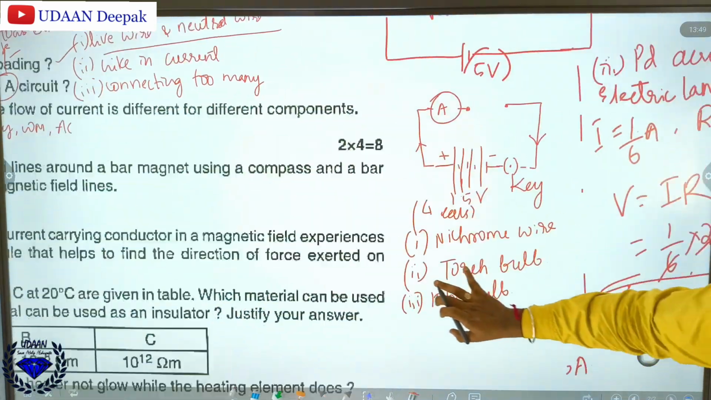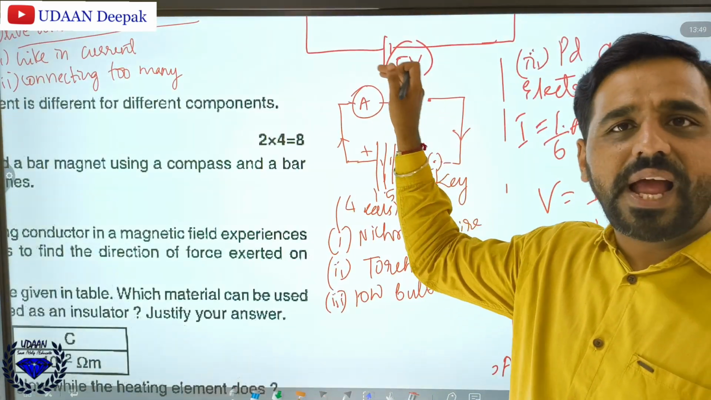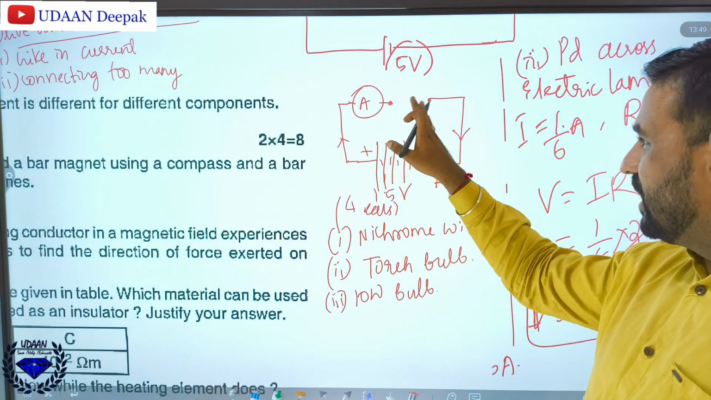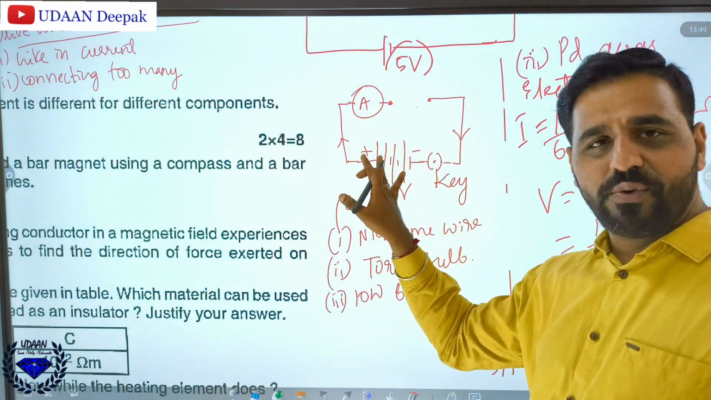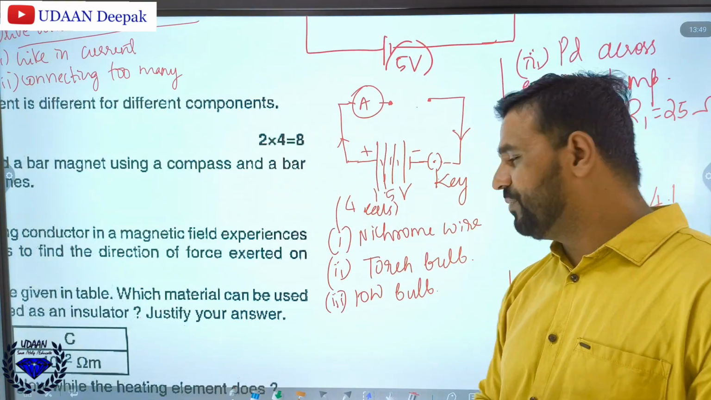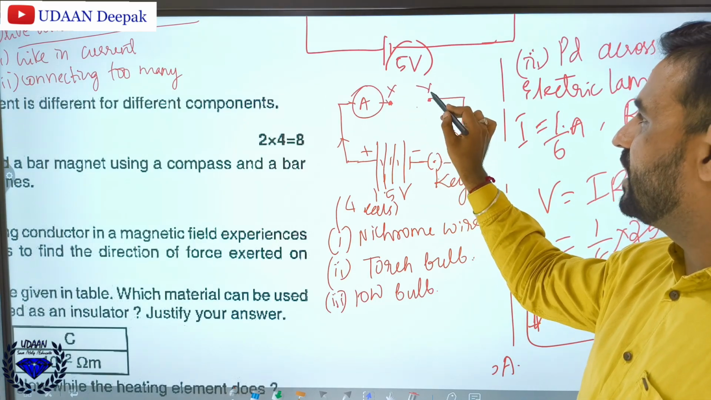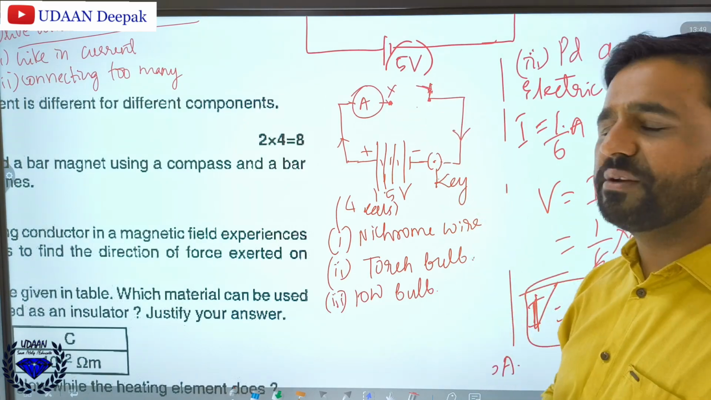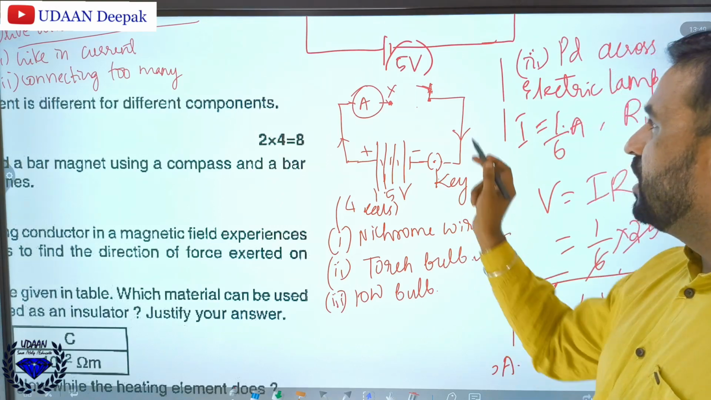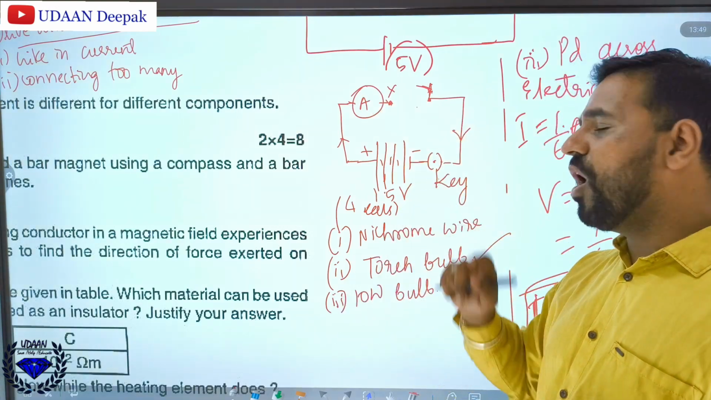Now next, you should connect the nichrome wire and find the current. Then note down how much current has come. Second, you put the torch bulb between points X and Y, connecting it to the positive and negative terminals. Note down the current reading, then you should turn off the key.